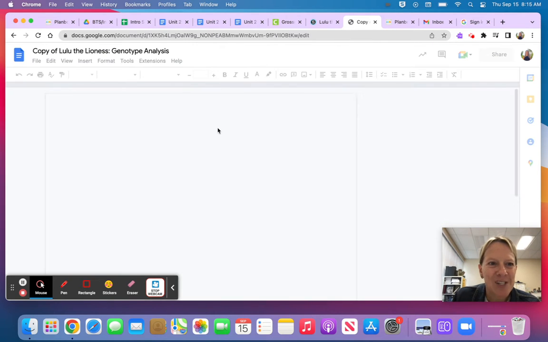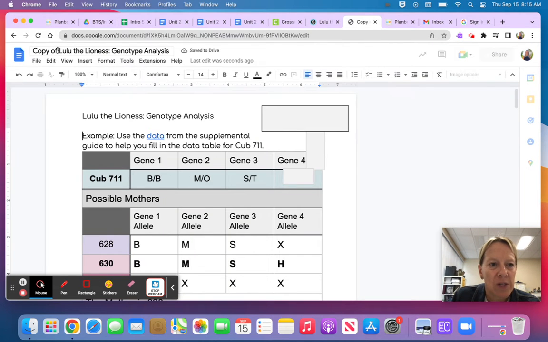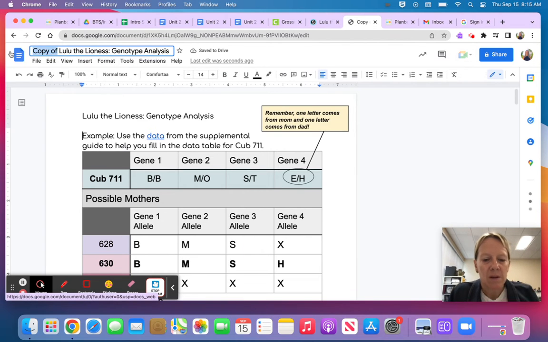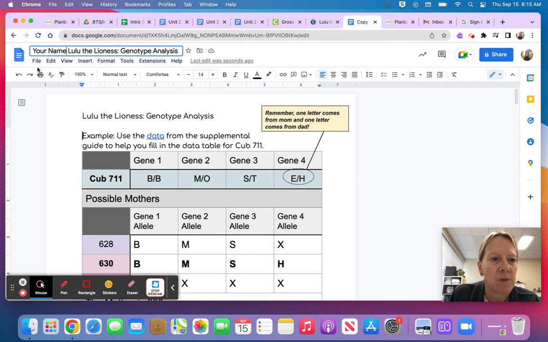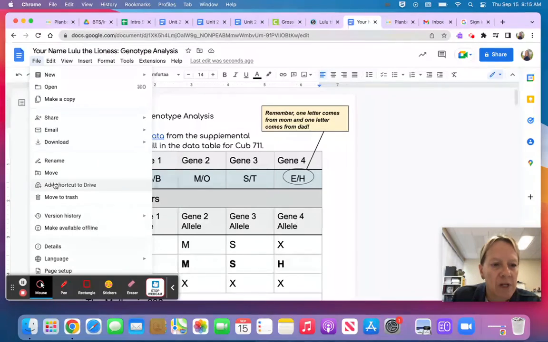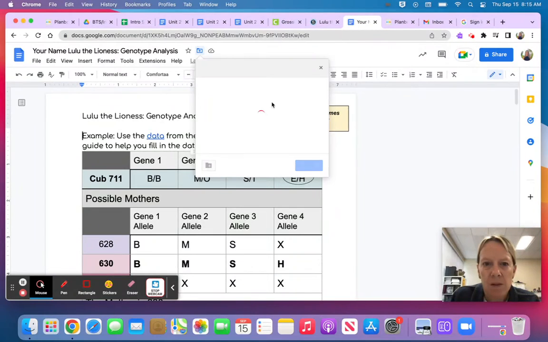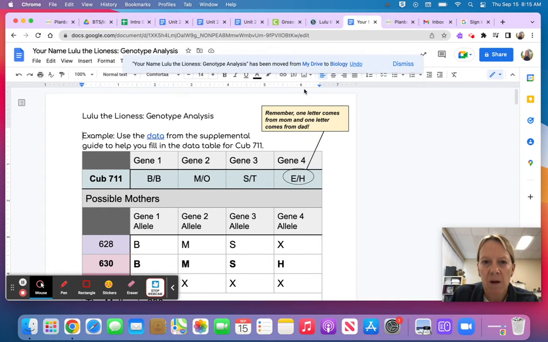As usual, we're going to rename your copy with your name here so that we can find it easily if you need it. And then we're going to move it into your own folder so your drive doesn't get all confusing. So we're going to go to the 22-23 school year. You should have a biology folder, and you're going to move it right there.